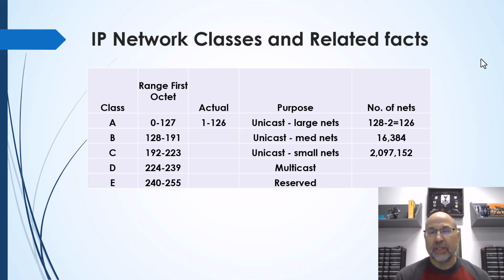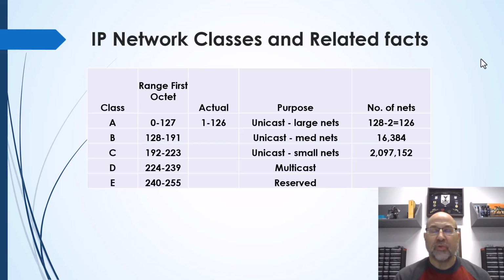Class Bs are in the range of 128 to 191, right? We just add 1 and then go up to the next range. The purpose or the use of these networks is they're not as big as Class A's, but they're still pretty good size. So they're medium networks. Again, they're unicast, meaning that we assign these addresses to hosts, and there are 16,384 possible Class B networks.